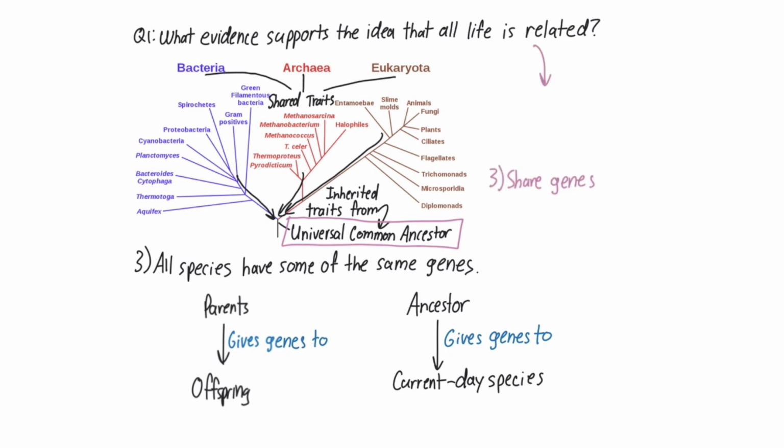They have some of the same genes, the same genetic code, and a similar way of expressing genes. So all of this suggests that all species on Earth do indeed have a single common ancestor. And at this point, you should be able to explain the evidence for this idea.